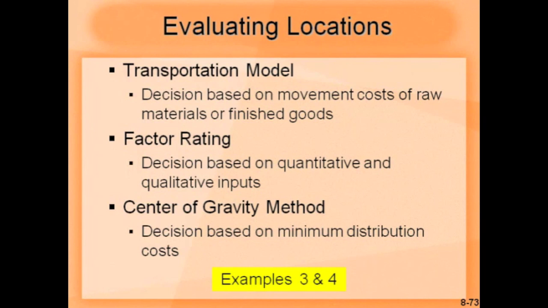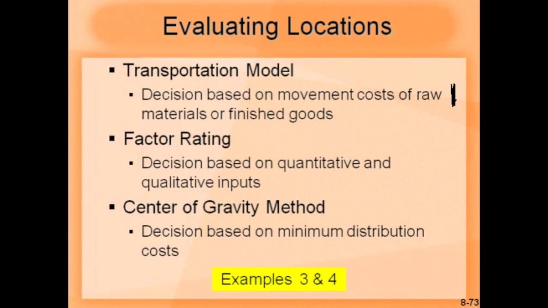For evaluating locations, there are different methods people use. One is called the transportation model. Although we don't spend too much time on the transportation model here, the idea is a decision based on movement cost of raw material or finished goods. Those things are calculated in making a decision.